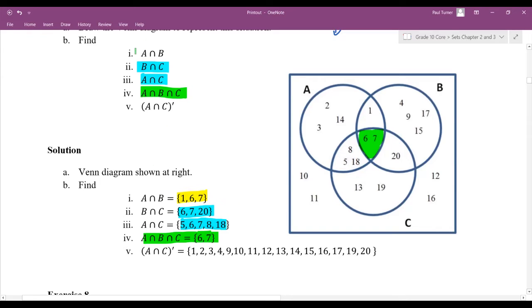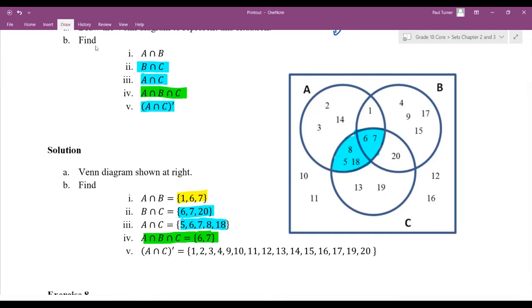Now A intersect C, complement. So the last one is here. Let's do it in blue. So A intersects C, but not that. So think about where A intersects C is. A and C is here. This is A intersect C, right? But we want not that.